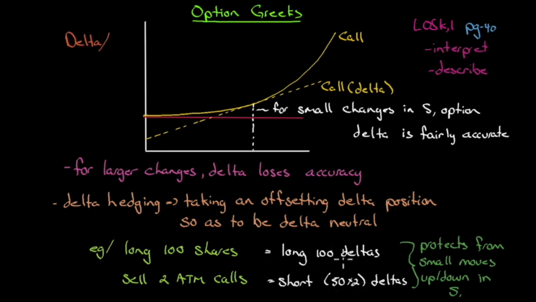So I'll be long 100 deltas by being long the shares. If I sell 2 at the money calls, I am now short these deltas. So if the shares drop by a small amount the next day, my position will lose money, but my call option should increase by a like amount, thereby hedging me out on that. Here's the important thing about delta hedging. It protects from small moves up or down in S. Small moves. And when you delta hedge, you're really delta hedging for a day, maybe 2 days before you have to adjust that hedge. Because delta changes with moneyness.